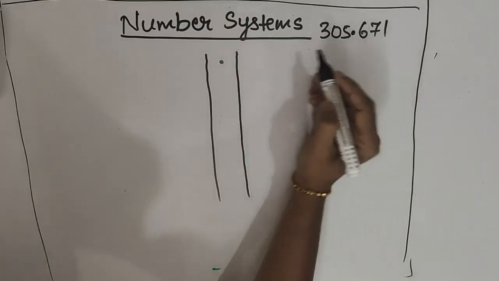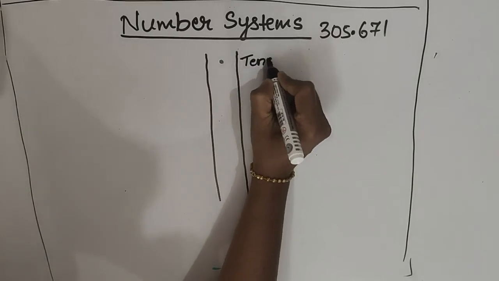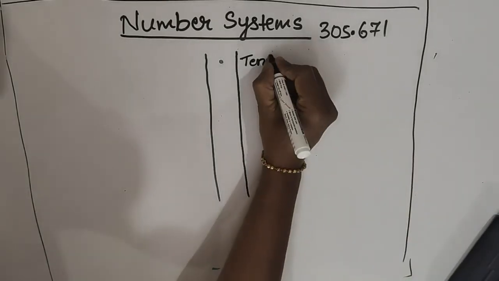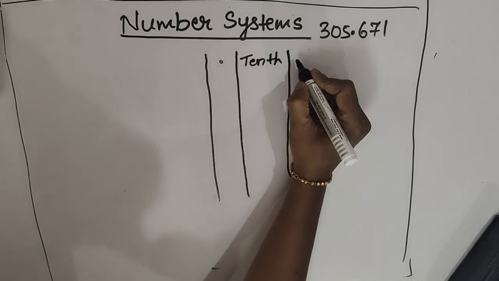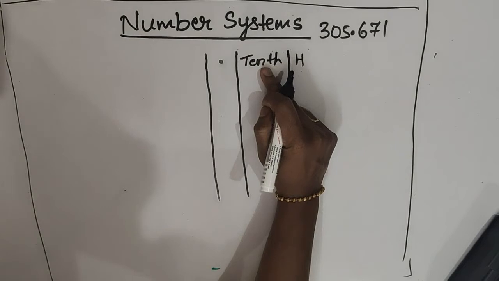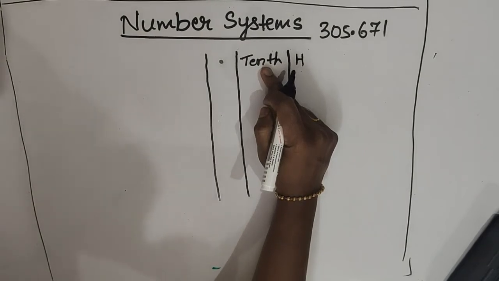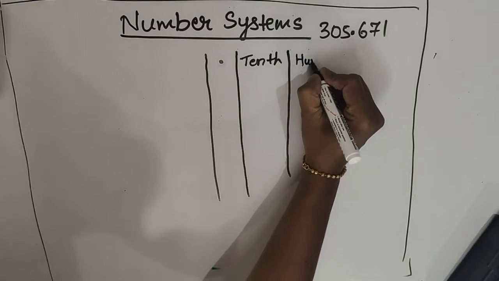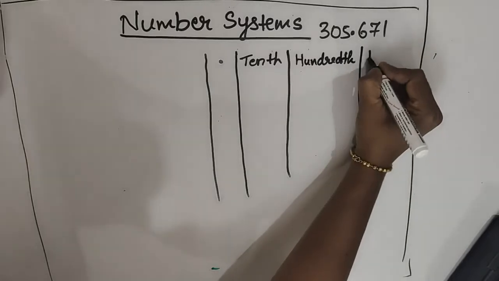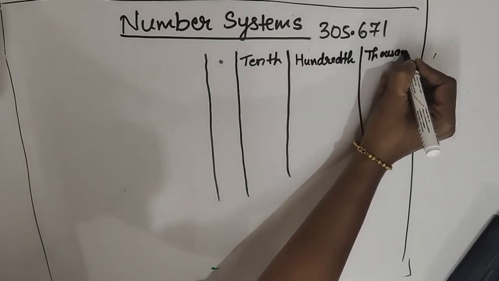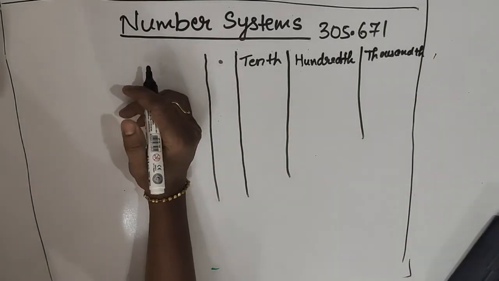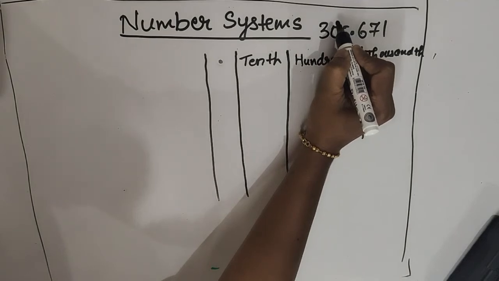After the decimal point, the first place is the tenth. Next is the hundredth. Here it is not starting from units. After the decimal point, the places start from tenth, then hundredth, next thousandth, then ten-thousandth, like that it goes. On this side we have to see which place comes first.